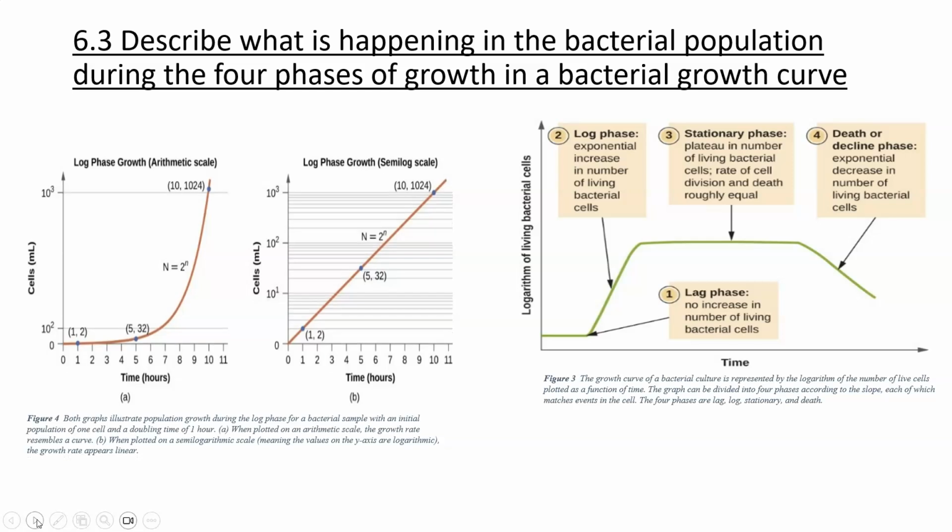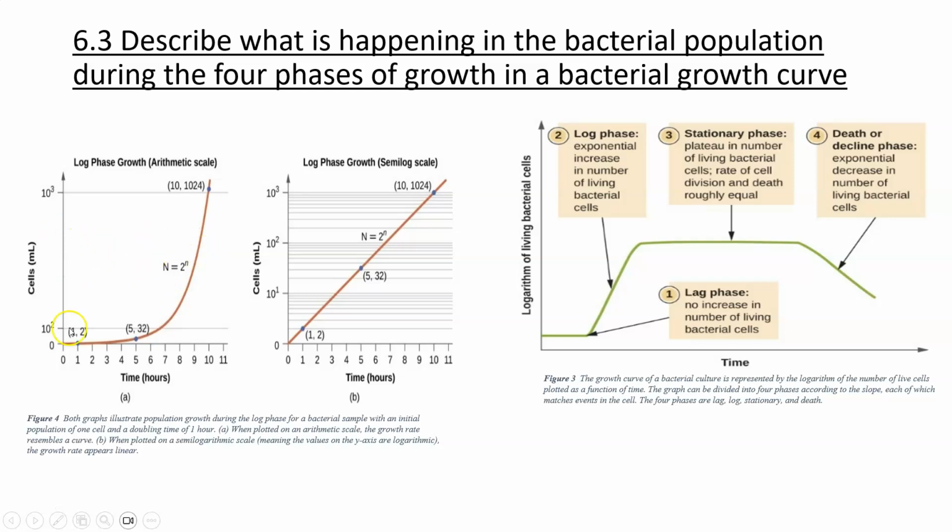Okay, so before I show you the growth curve, before I show you the stages of the growth curve, I want you to notice that here's a graph, and this says logarithm of living bacterial cells. So this is essentially the number of cells versus time. And I use logarithms when we're talking about that exponential growth. The bigger the number I start with, the faster you're going to get to a higher number.